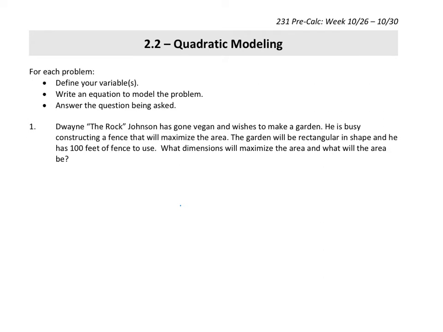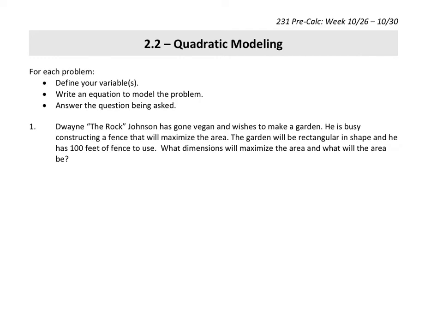So in the first problem, we have the Rock who has gone vegan and wishes to make a garden. He's busy constructing a fence that will maximize the area. So we want to have a garden with the most amount of area. And the garden will be rectangular in shape, and he has 100 feet of fencing to use. So he's got to be able to put a fence around his entire rectangular yard, and he's only got 100 feet of fence. What dimensions will maximize the area, and what will the area be?